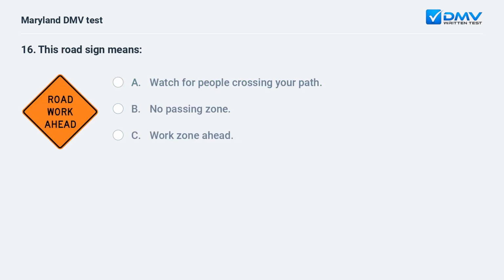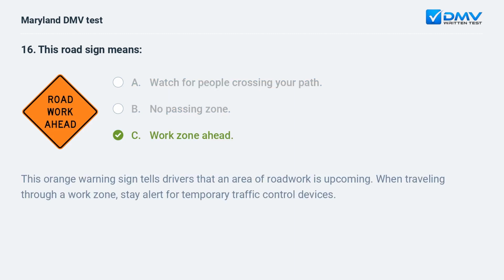This road sign means A. Watch for people crossing your path. B. No passing zone. C. Work zone ahead. C. Work zone ahead. This orange warning sign tells drivers that an area of roadwork is upcoming. When traveling through a work zone, stay alert for temporary traffic control devices.